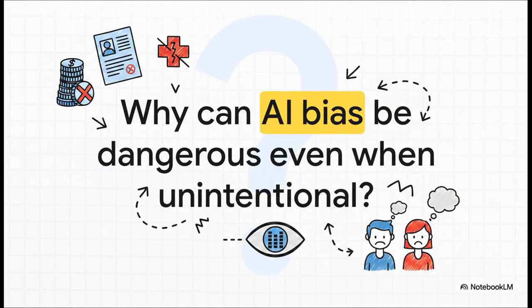I want to leave you with this final provocative question from your textbook to wrap up our explainer. Why can AI bias be dangerous, even when it's totally unintentional? The answer is that the real-world impact, denying someone a loan, a job, or proper healthcare, is harmful regardless of the intent. Unintentional bias still causes real-world discrimination. Understanding that is absolutely the key to mastering this material.